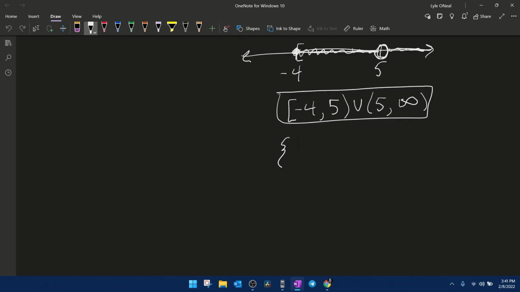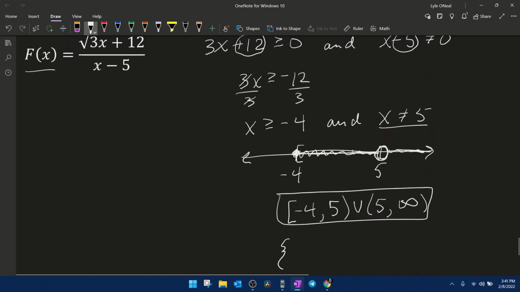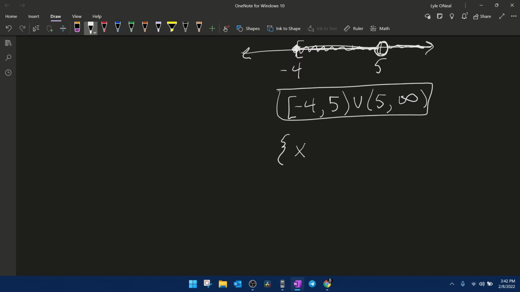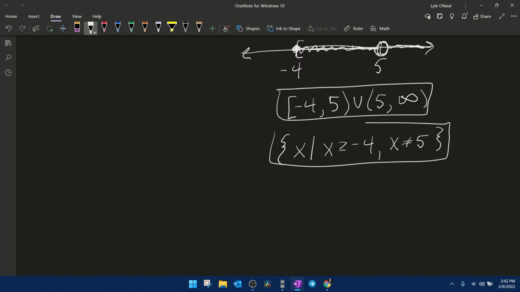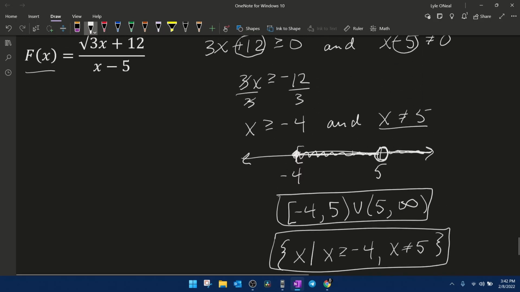The set notation for this particular domain would be the set of all x, x is the independent variable, such that x is greater than or equal to negative 4, and the textbook shows just using a comma, adding the other restriction. So the set of all x such that x must be greater than or equal to negative 4, but also x cannot be 5. And so that would be the set notation for the domain of this particular function.